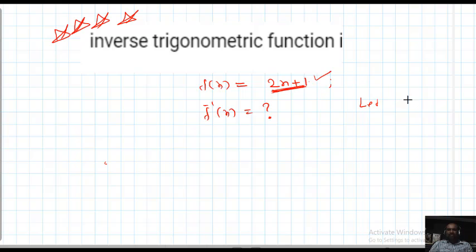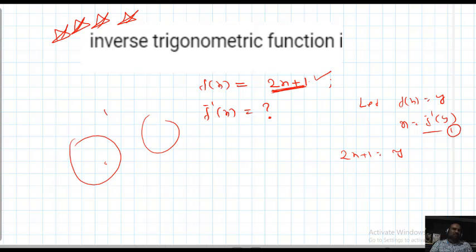Let y be the image of x, meaning f of x equals y. Then x is equal to f inverse of y. Relation number 1. f of x means 2x plus 1 equals y. What am I doing here? x is paired with y under the rule f of x, and y is paired with x under the inverse rule. So before that, I want the y to x rule. After that, instead of y I will write x, and instead of x I will write y at last.